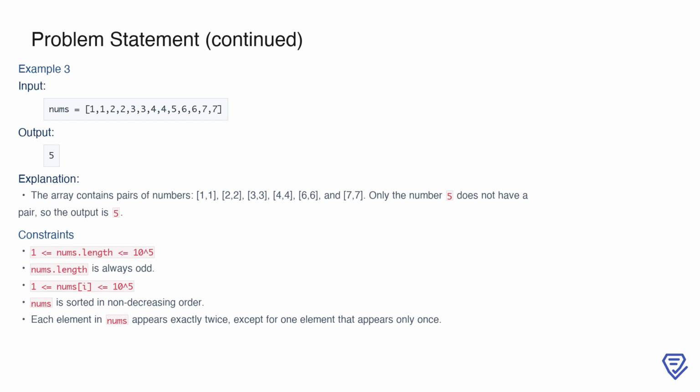The constraints for this problem ensure that the array length is odd, between 1 and 10 to the power of 5, and every number in the array is between 1 and 10 to the power of 5. The array is always sorted in non-decreasing order, and all elements except one will appear exactly twice. These guarantees help simplify the problem and ensure there's always one and only one single element to find.